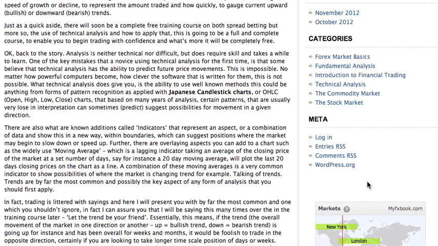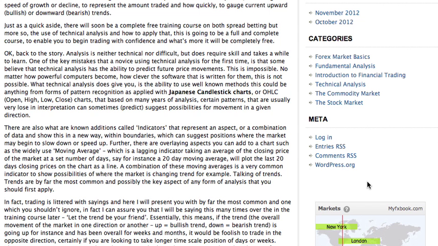Further, there are overlaying aspects you can add to a chart, such as the widely used moving average, which is a lagging indicator, taking an average of the closing price of the market over a set number of days. Say, for instance, a 20-day moving average will plot the last 20 days' closing prices on the chart as a line. Now, a combination of these moving averages is a very common indicator to show possibilities of where the market is changing trend, for example.